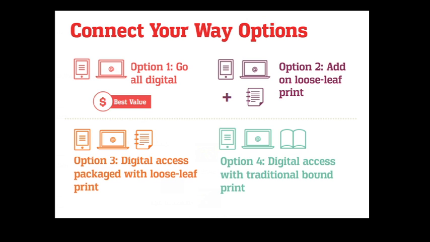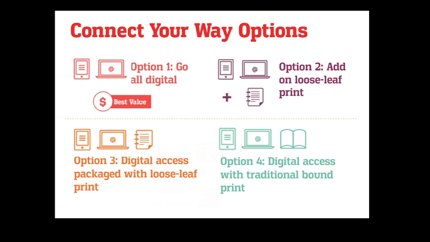Now, one of the things you can do with Connect is you can choose a variety of different options in terms of delivery. So in other words, a student could decide to go all digital, or you could decide to do this for your class. The student could have options to add on a loose leaf print option, which could be a little more cost effective. You can do digital access package with the loose leaf print, and you can do digital access with the traditional bound print. Now, I'll mention this later. If you have any questions about pricing or the options of bundling, certainly talk to your McGraw-Hill representative. They'll have the most current information in terms of pricing, availability, and the like.